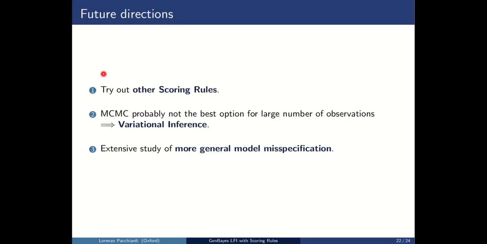Future directions for exploration are trying out some other scoring rules. And first of all, we found that MCMC is probably not the best option for a large number of observations, as the posterior is very narrow and MCMC does not perform well. So we want to explore variational inference in this. And finally, we want to perform a more extensive study of model misspecification.